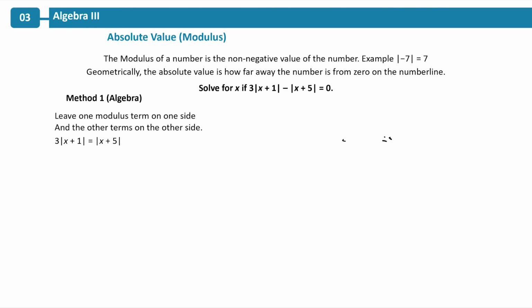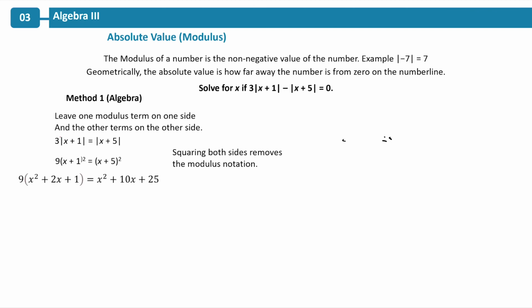From here, to solve for our values of x, we must square both sides of the equation to remove the modulus notation. This leaves us with 3 squared, which gives us 9, times x plus 1 squared equals x plus 5 squared. We now expand our brackets. This gives us 9 times x squared plus 2x plus 1 equals x squared plus 10x plus 25.